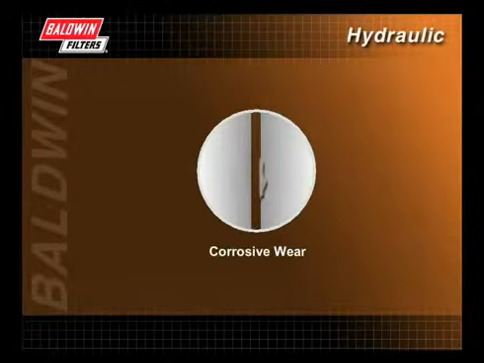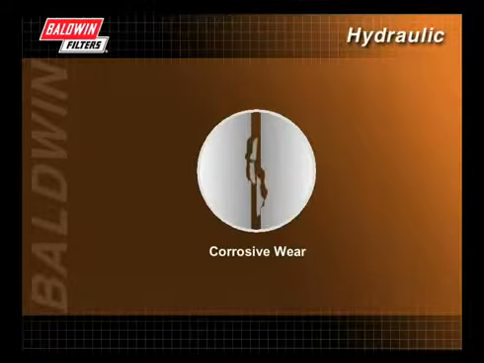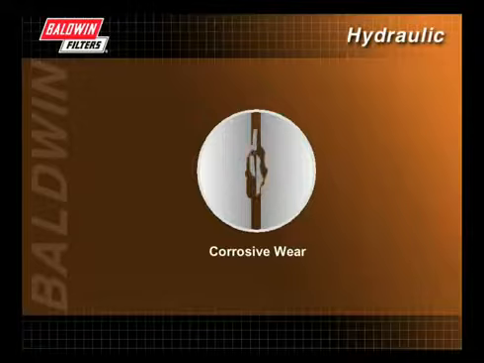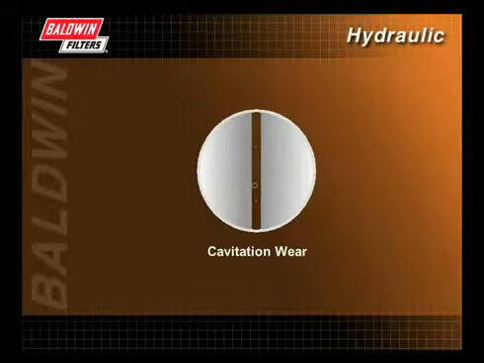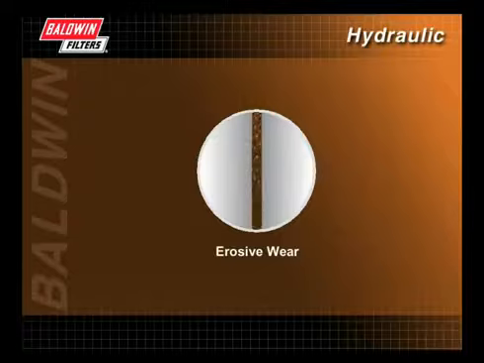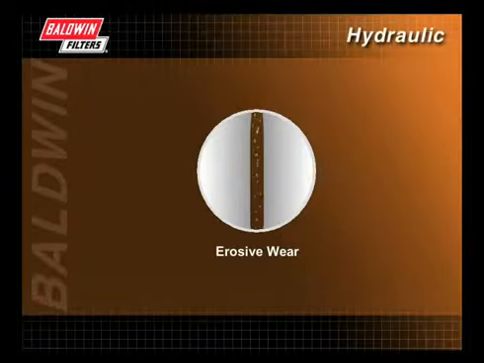Corrosive wear is the loss of material over a large area, typically caused by water or chemical contamination in the fluid. Cavitation wear, or the formation of partial vacuums within the fluid, is caused by drastic pressure changes. These pressure changes, while microscopic, can cause severe damage to the metal in contact. Erosive wear occurs when fine particles in a high-speed stream of fluid eat away a metering edge or critical surface.